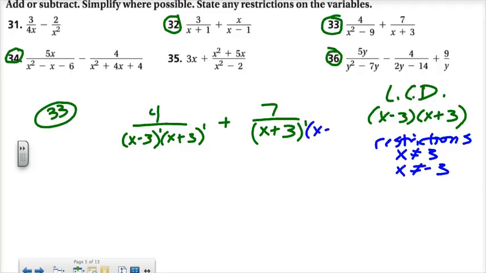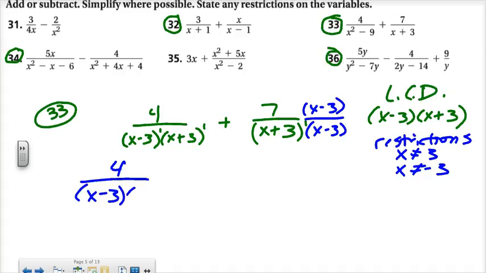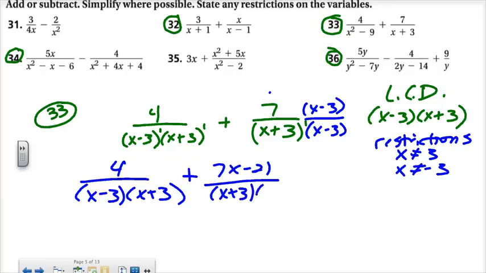The second needs an x minus 3, and whatever we do to the bottom, we have to do to the top. So we have 4 over x minus 3 times x plus 3, and we need to distribute the 7 in the numerator right here, so 7x minus 21 over x plus 3 times x minus 3.